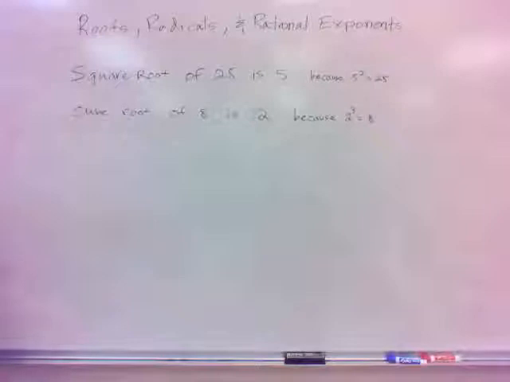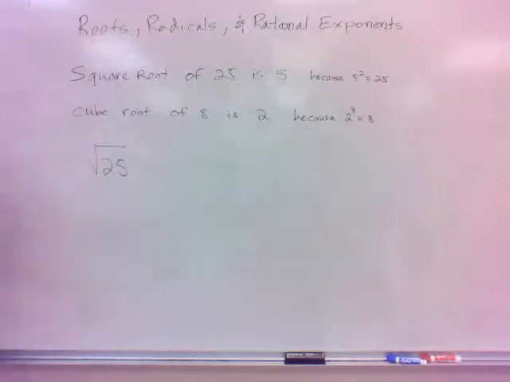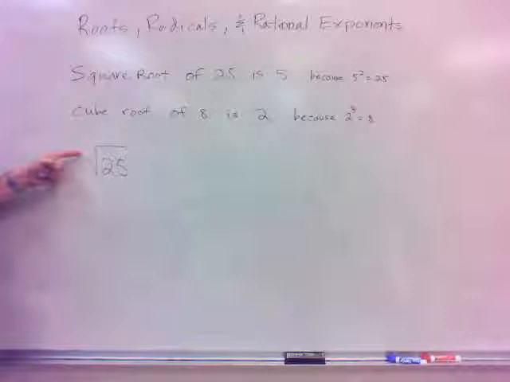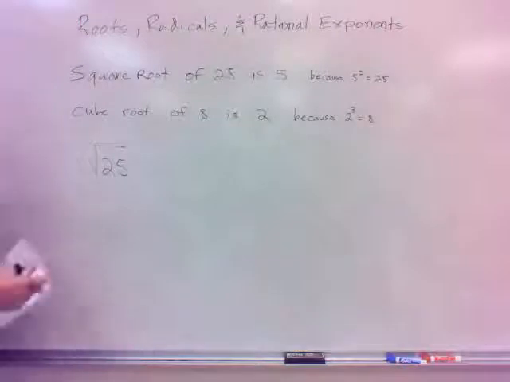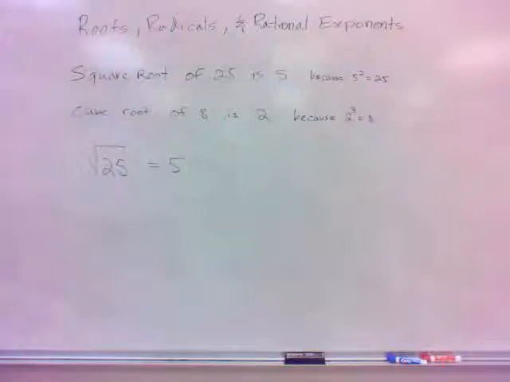Okay? Now, instead of having to write out the word square root each and every time, we do have symbols for this, right? What's the symbol for square root? Well, it looks something like this, right? The symbol is called the radical symbol. In this case it's the square root symbol, but the symbol itself is called a radical. And of course, square root of 25 means the same thing there.